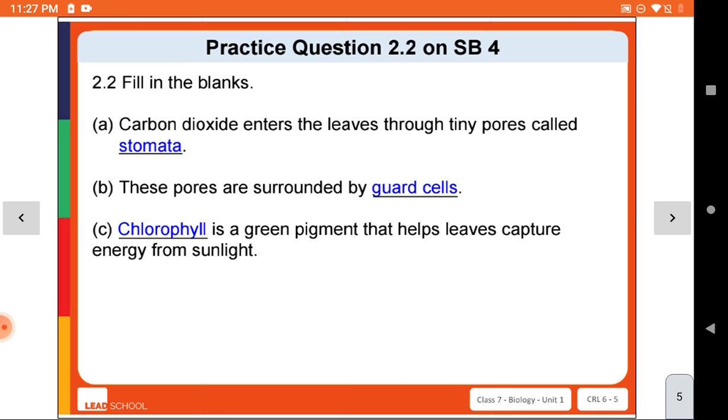So students, that is our practice question number 2.1 and 2.2. Students, if you have any queries related to the structure of photosynthesis, you can text me anytime on my personal WhatsApp.